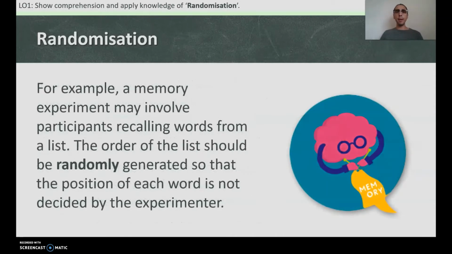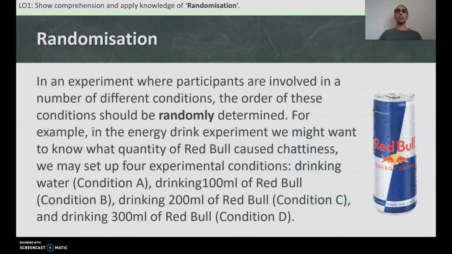For example, a memory experiment may involve participants recalling words from a list. The order of the list should be randomly generated so that the position of each word is not decided by the experimenter. They might be manipulated in a way that would make it easier to memorize, or maybe harder, depending on what you wanted.